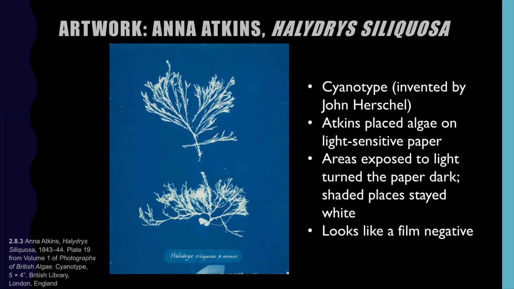Okay, so next is the cyanotype. It's a photographic process that uses light-sensitive iron salts that oxidize and produce a brilliant blue color where the light is penetrating, and it remains white where the light is blocked out.